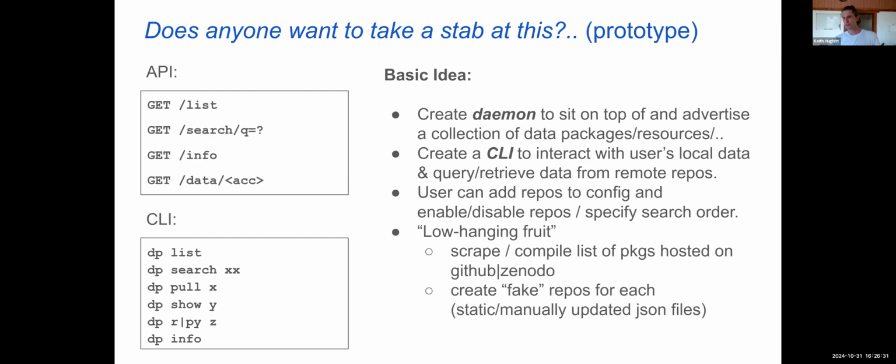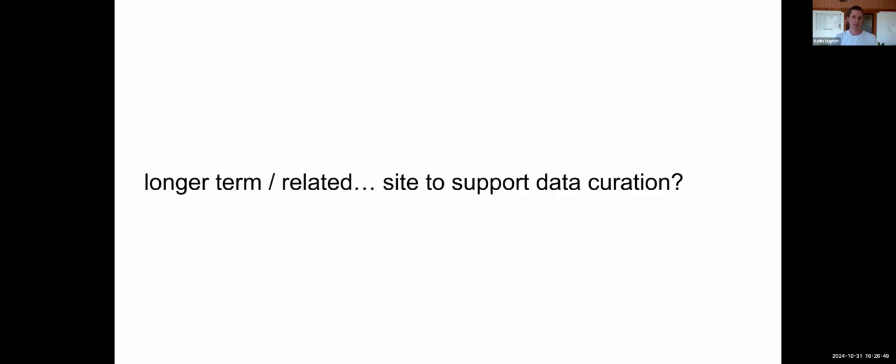Low-hanging fruit version of this would be to scrape and compile known packages off of GitHub and Zenodo, create a static file, and then the client could literally query that file and know of some data that it could pull. So this would be like a serverless approach, but not a good long-term thing. And then, yeah, I'm also interested to discuss this with people if they're interested.